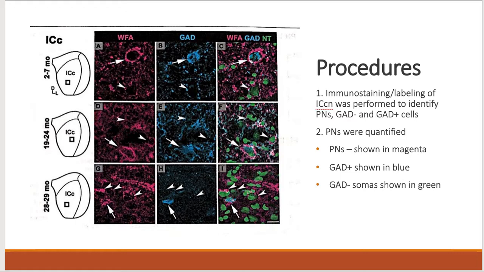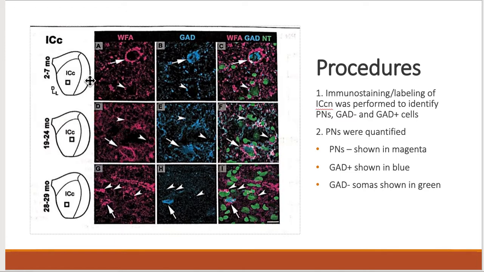The rats were anesthetized and immunostaining of the IC was performed to help us identify the PNs and the GAD- and GAD+ cells in the central nucleus of the IC. This figure here shows us the PNs in magenta, the GAD+ cells in blue, and the GAD- cells in green. And we can see the difference between these structures in different age groups.